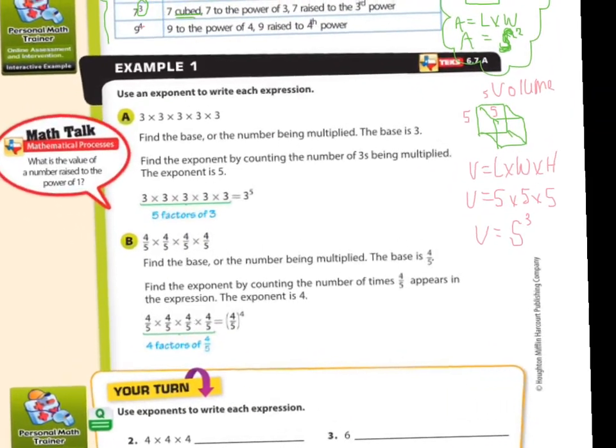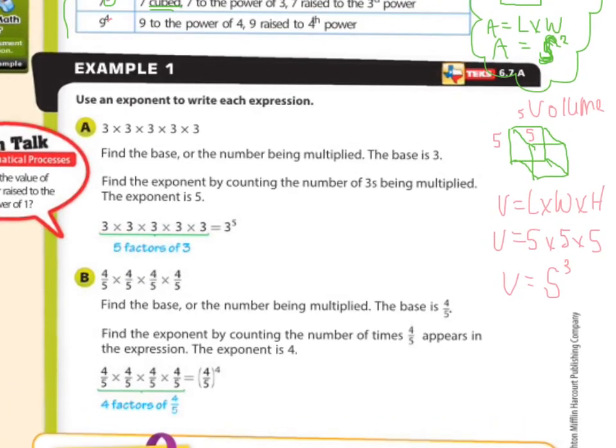Okay, so A says use an exponent to write each expression. So the number that is being repeated, that keeps appearing in the expression, is going to be the base, the big number. Big base. Okay, this problem is all about that base. Okay, that was terrible. I probably would embarrass my kid if she heard me sing that.